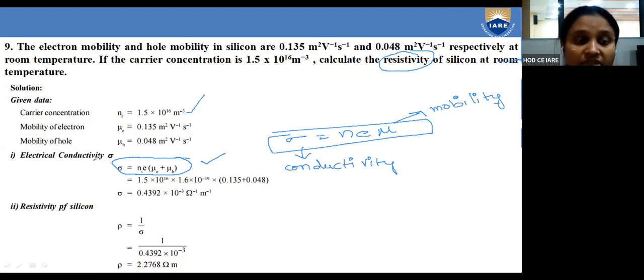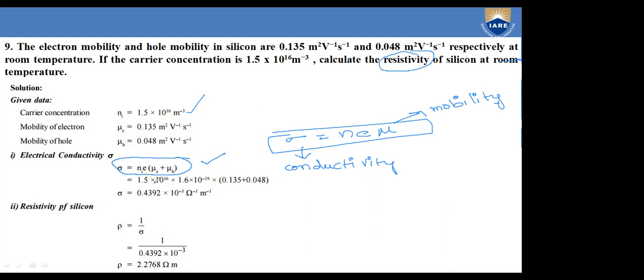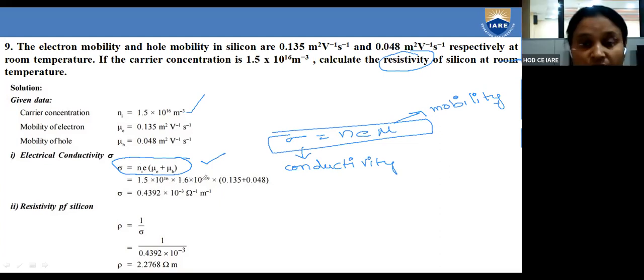In order to find resistivity, first I'll try to find conductivity. And what is the formula? Sigma is equal to Ne. N is carrier concentration, e is charge of electron, and in place of mu, we have taken the combination of mobility of electron plus mobility of hole. What is the value of carrier concentration? 1.5 into 10 power of 16 into, what is the charge? 1.6 into 10 power of minus 19 into, and we were given values of electron and hole mobility. Electron mobility is 0.135 and hole mobility is 0.048. And if we just simplify it, what is the value of conductivity we are getting? We are getting it as 0.4392 into 10 power of minus 3 ohm inverse meter inverse. Look at the units. What is the unit for conductivity? Ohm inverse meter inverse.